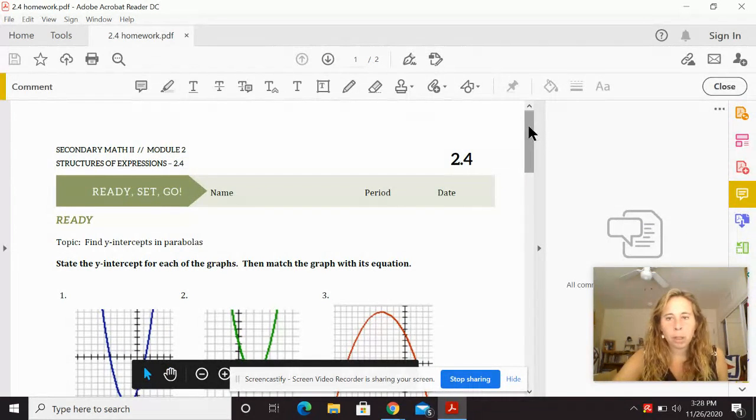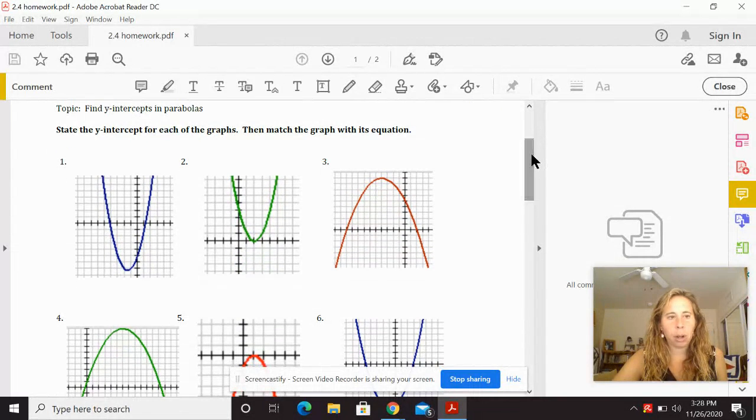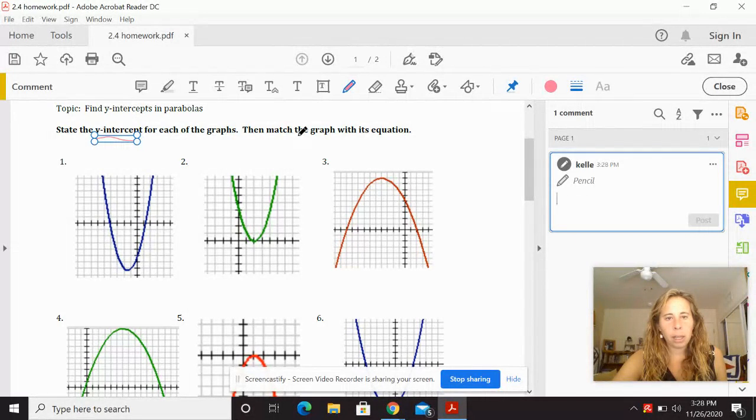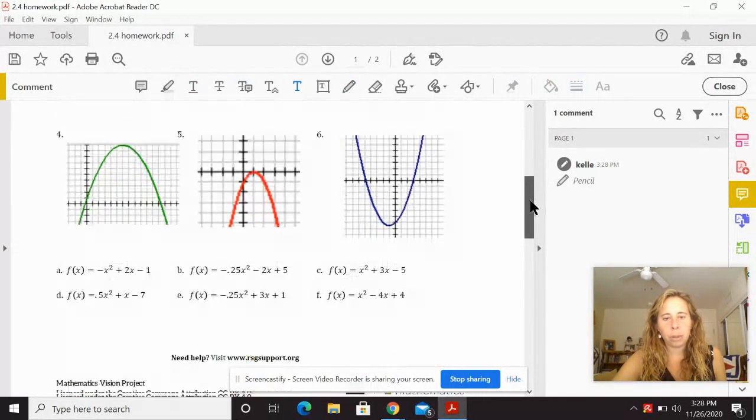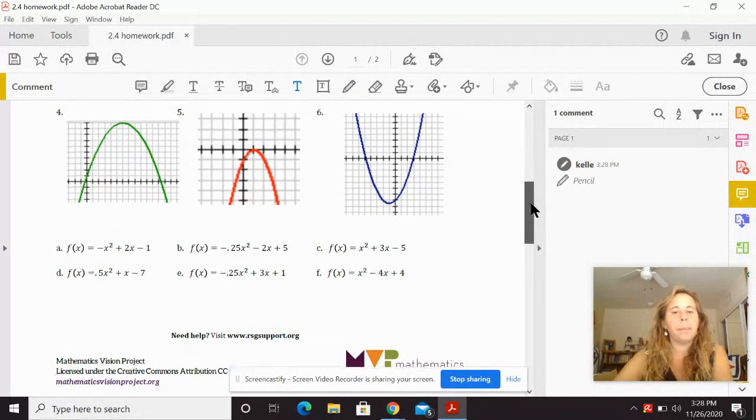Okay. So for the first 6, you are stating the y-intercept for each graph, and then you are matching the graph with its equation. So there are your graphs, 1 through 6, and then the equations are right below.